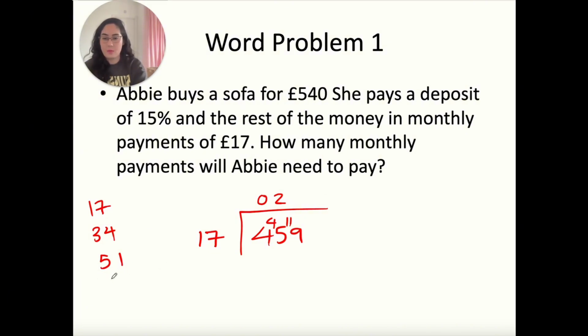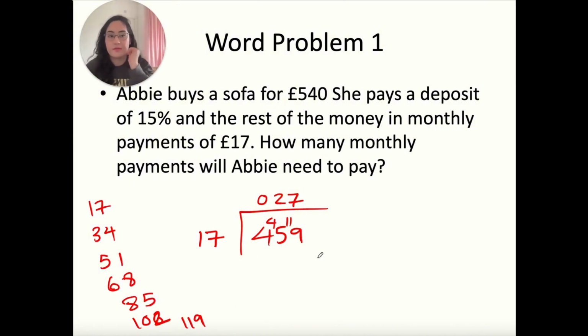If we carry on with the times table, 17 times 4 is 68, 17 times 5 is 85, 17 times 6 is 102, 17 times 7 is 119. So 17 goes into 119 7 times perfectly without any remainders. So she needs to pay £17 for 27 months to pay off what she owes. Right? Hope that makes sense.